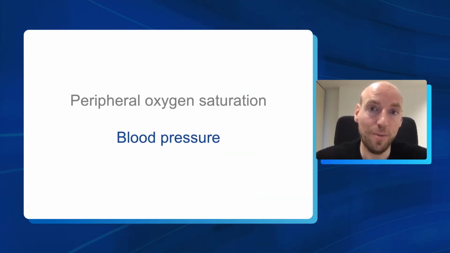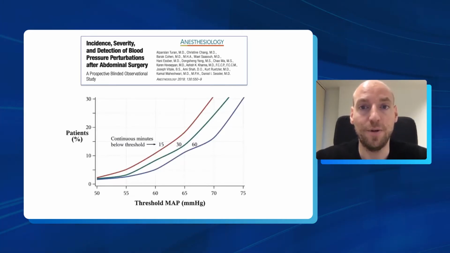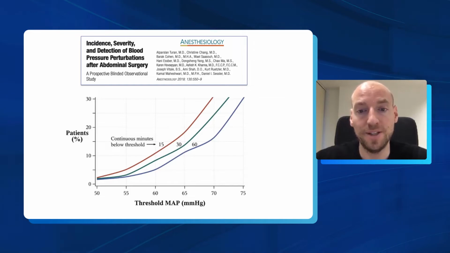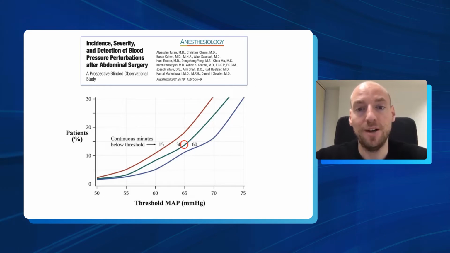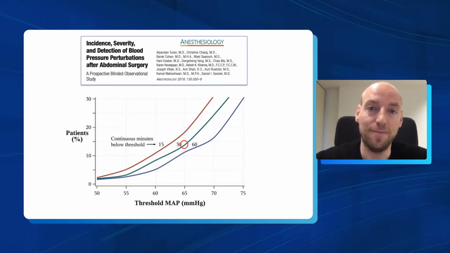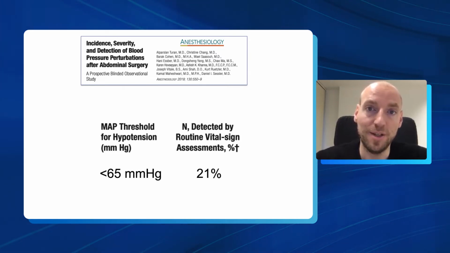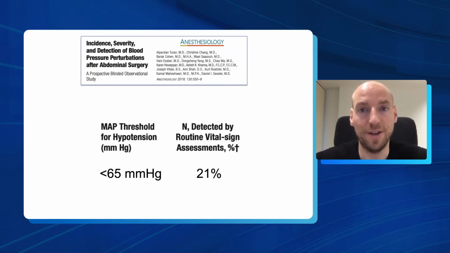We have the same problem with blood pressure monitoring. This is a study on the incidence and severity of postoperative hypotension after abdominal surgery. And here we see the continuous 15, 30, and 60 minutes below blood pressure thresholds. For example, almost 15% of the patients had 30 minutes with a mean arterial pressure below 65. Hypotension, defined as a mean arterial pressure below 65, was detected by intermittent spot check monitoring in only 21% of the cases.